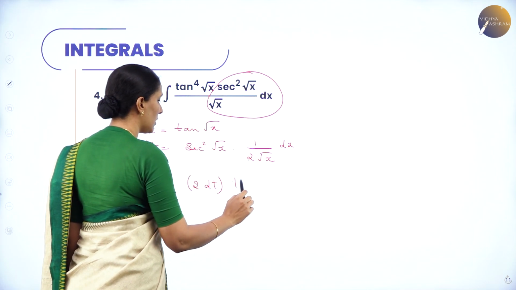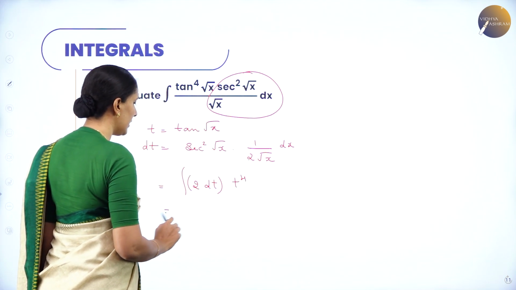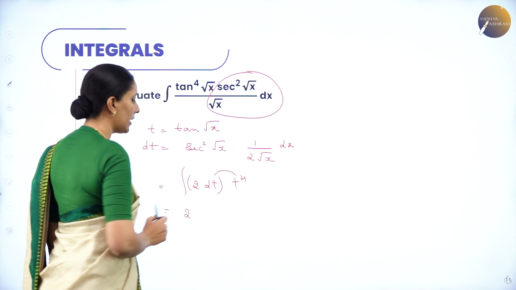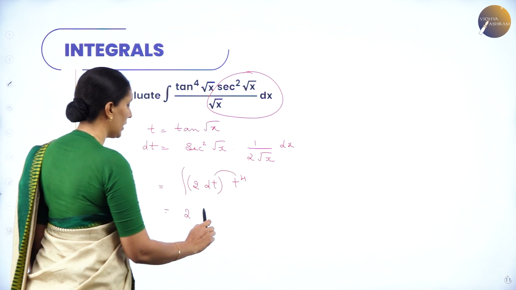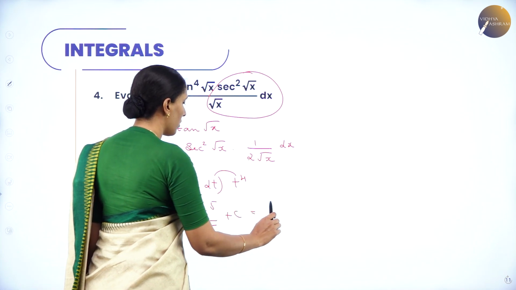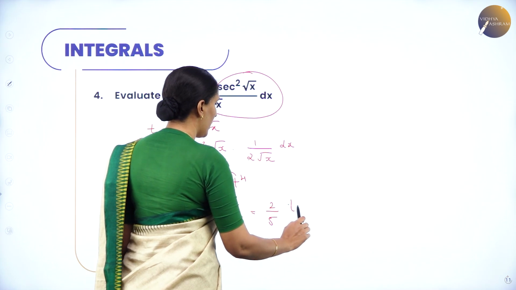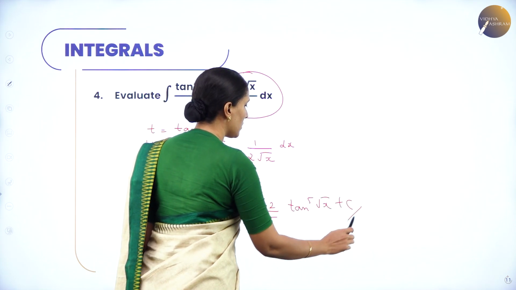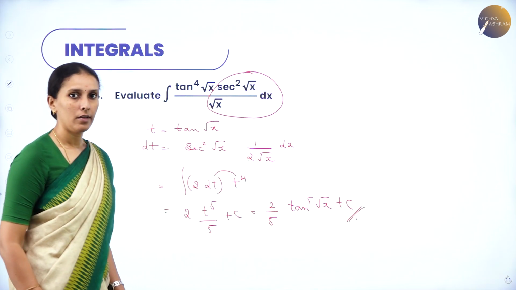This becomes t to the power 4 inside the integral. Let's take 2 as constant. Let's integrate t power 4 with respect to dt. Then this will be t power 5 by 5 plus c, or 2 by 5 tan power 5 root x plus c. So this is the value.